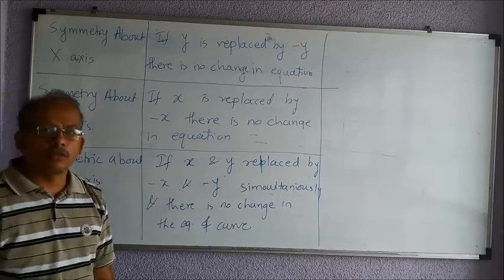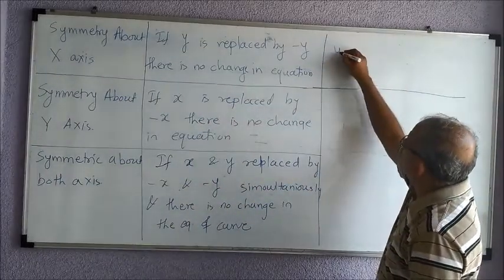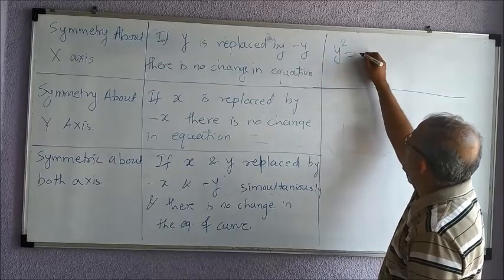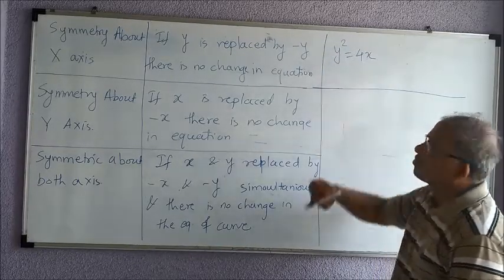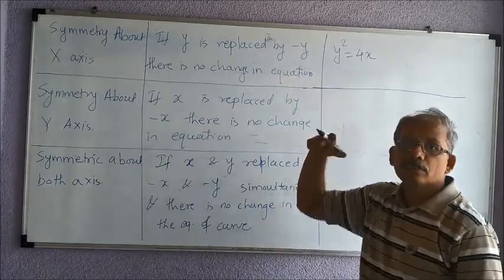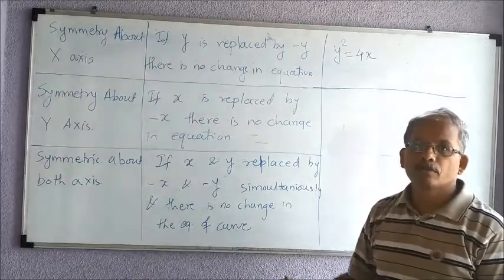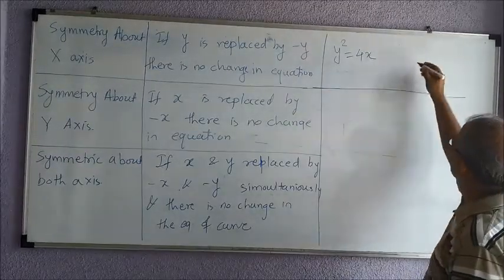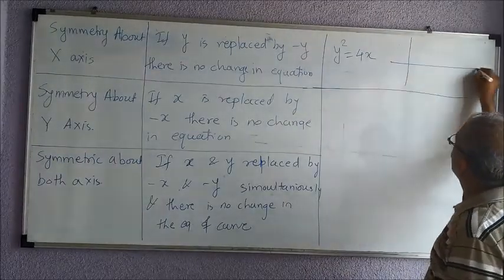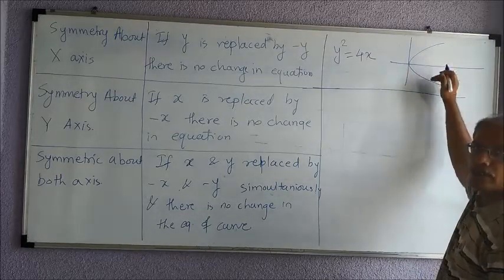I'll give you one example of this. The example is like this: y square equal to 4x. If I replace y by minus y, the equation remains unchanged because y square and minus y square are the same. And this curve is a parabola which is symmetric about the x-axis. See that it is symmetric about the x-axis.